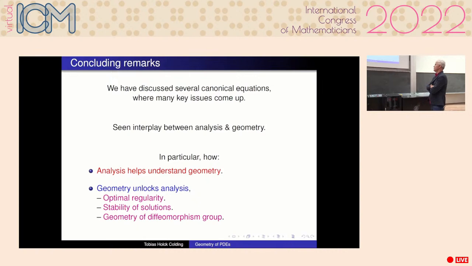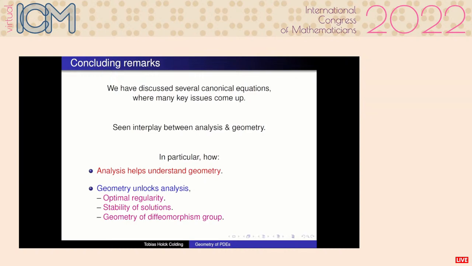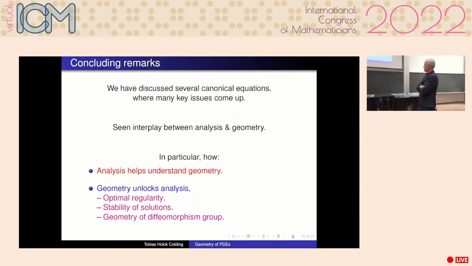Examples of this were for the optimal regularity. So instead of just knowing that solutions for these degenerate elliptic equations were Lipschitz, we get that the solutions are twice differentiable, and you can even characterize when they're C2, when the second derivative is continuous. We've looked at stability of solutions for flow, so the singularities that could not be perturbed away. And then finally, we have looked at the geometry of the diffeomorphism group and how it helps you understand the so-called gauge problem, namely that you could have two objects that even could be the same, but they could look wildly different because you're looking at them in different gauge, okay?